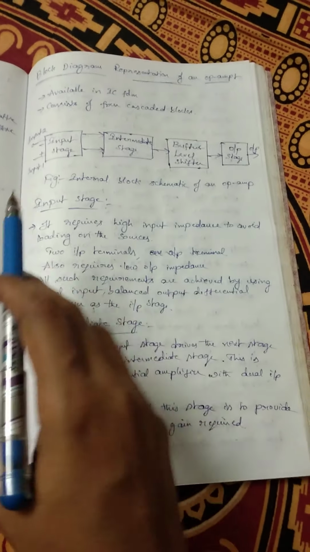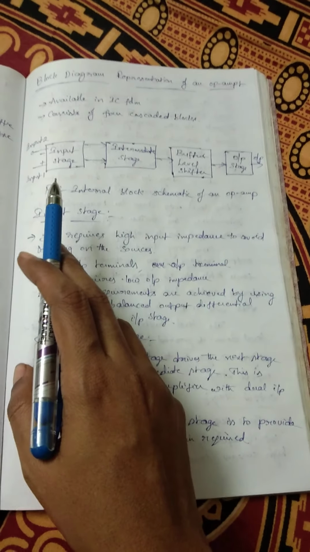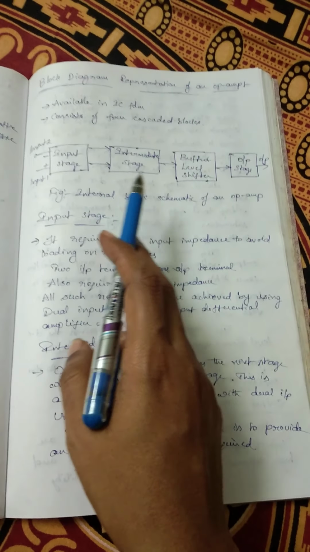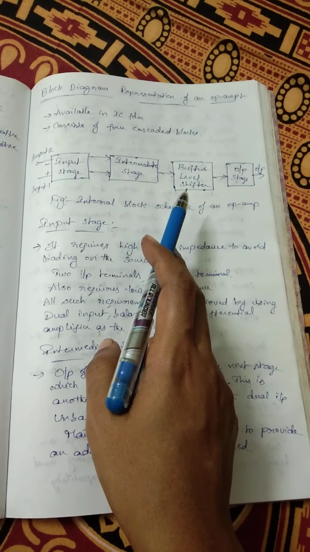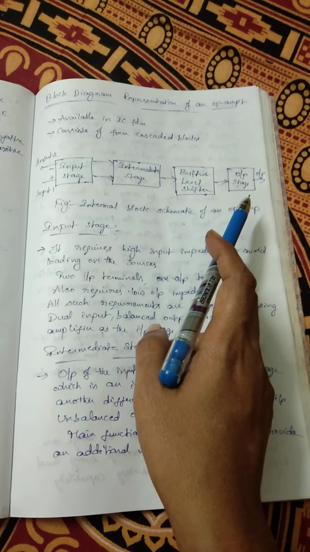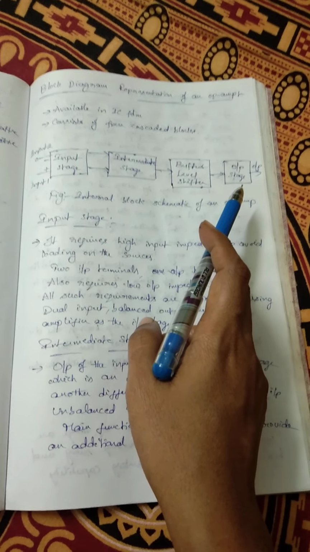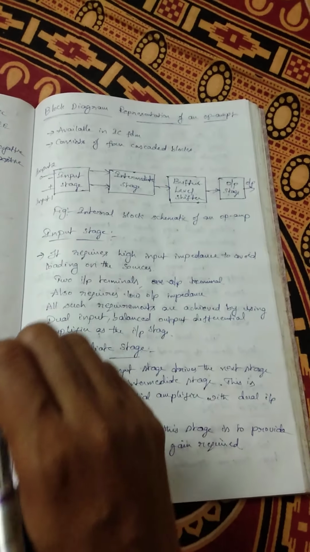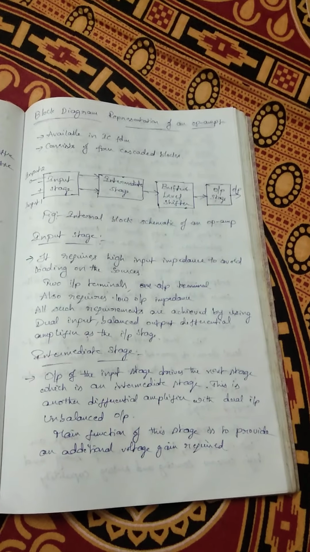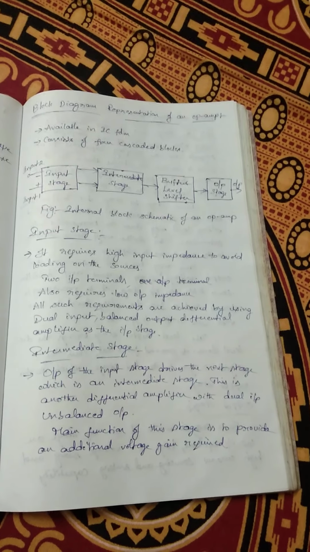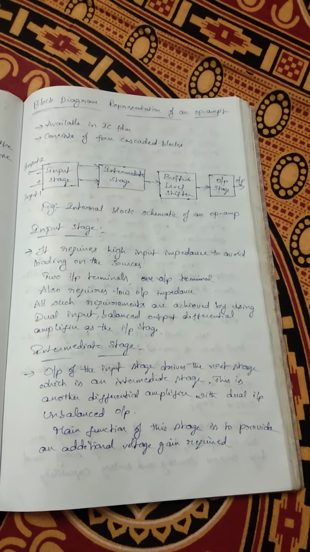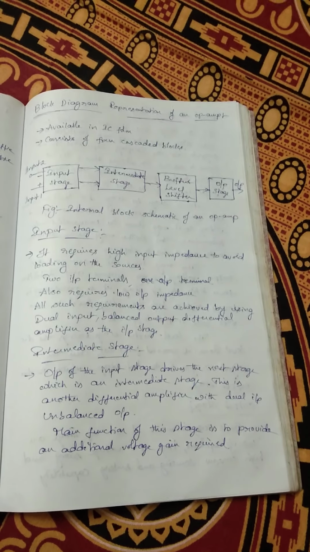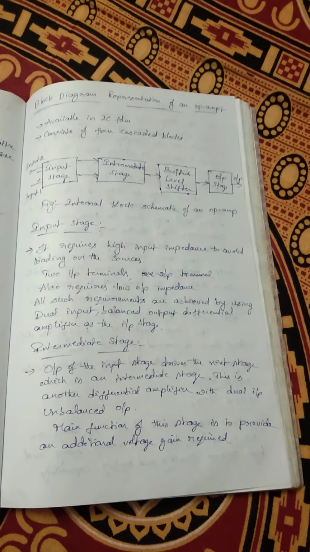It consists of 4 blocks. First one is input stage, second one is intermediate stage, third one buffer and level shifter stage, and fourth one is the output stage. So first one is input stage. The input stage requires high input impedance to avoid the loading on the sources. It requires 2 input terminals. It also requires low output impedance.